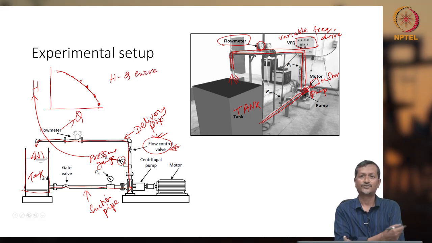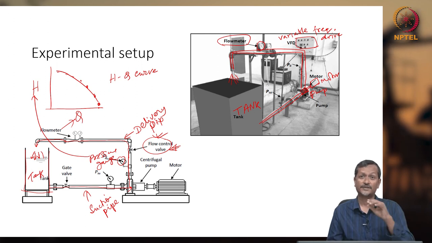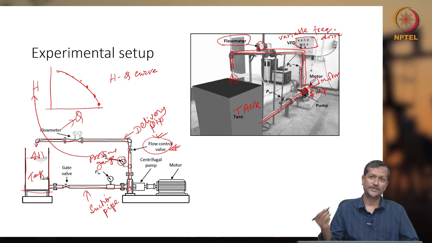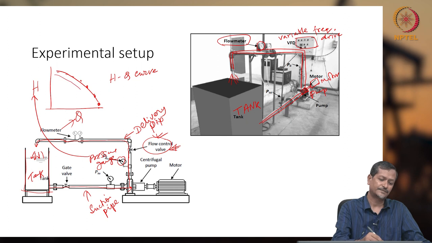This is called the HQ curve for a centrifugal pump. And this is done for one speed. Now, you change the VFD frequency again. Let us say you reduce the frequency, then if you draw the curve again, it will be like this. Again you reduce, again you reduce.